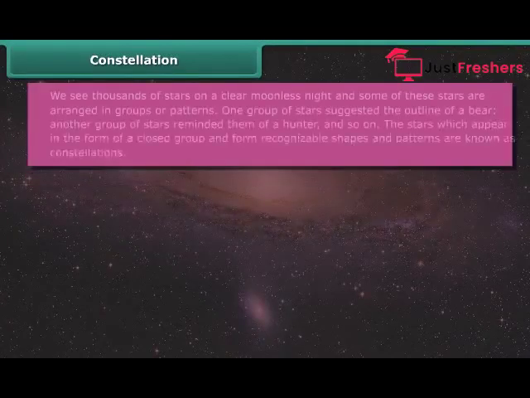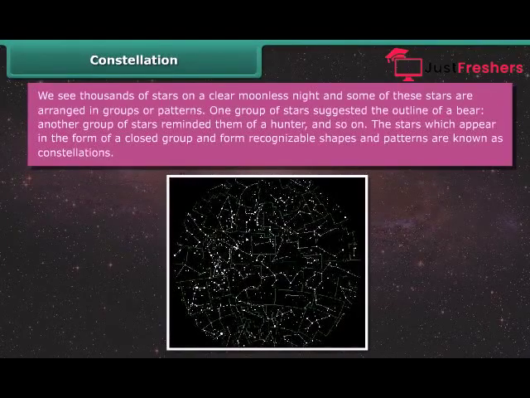Constellation. We see thousands of stars on a clear moonless night, and some of these stars are arranged in groups or patterns. One group of stars suggested the outline of a bear, another group of stars reminded them of a hunter, and so on. The stars which appear in the form of a closed group and form recognizable shapes and patterns are known as constellations.